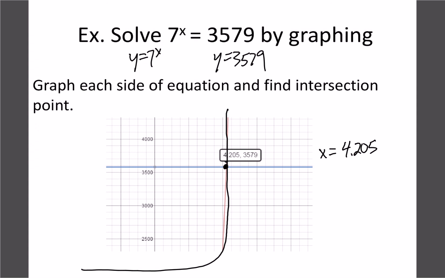So for now, we're going to learn logarithms in our next lesson, and we're going to use that to solve these. But for now, the easiest way to do a question that you can't make the bases the same is to graph both sides and find the intersection point. And that's all.